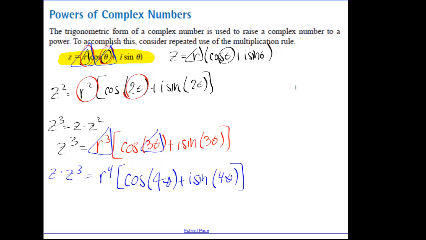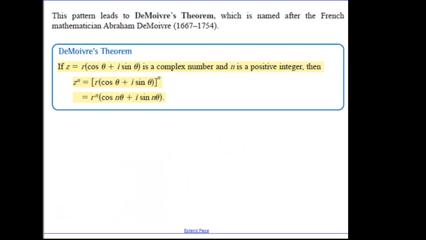Generalizing this a little bit, if I were to raise z to the n power, I would have r to the n power, open bracket, cosine of n times theta, plus i sine of n times theta. So we have arrived at de Moivre's rule. De Moivre's rule says if you've got a number in trig form and you raise both sides to the n power, then z to the n is equal to r to the n times cosine of n theta plus i sine of n theta.